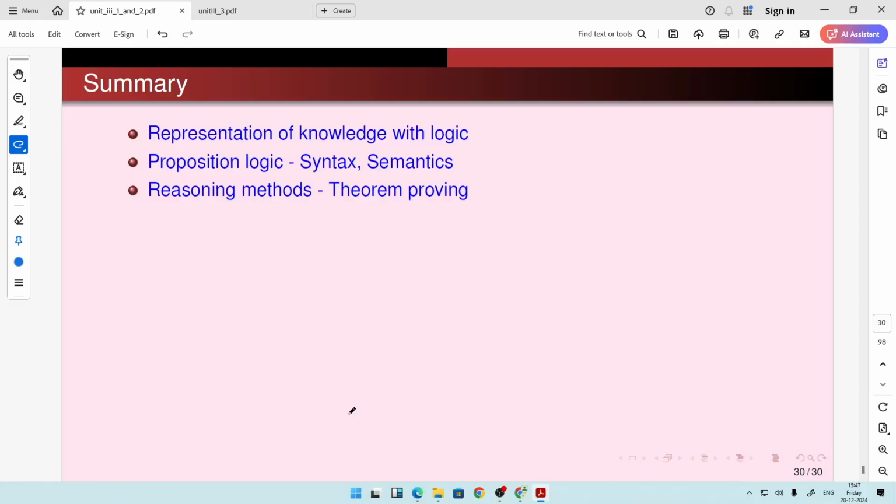And a summary of this session. In the last session and this session, I am just concluding. What we have seen is the syntax and the semantics of logic, and we did the truth table first, followed by some terminologies like satisfiability, tautology, contradiction, followed by the natural deduction rules.